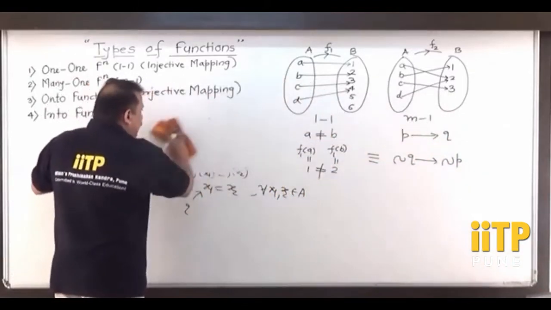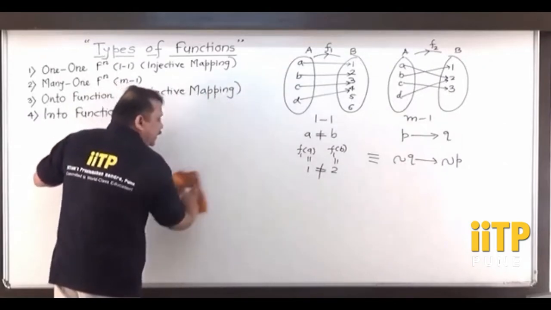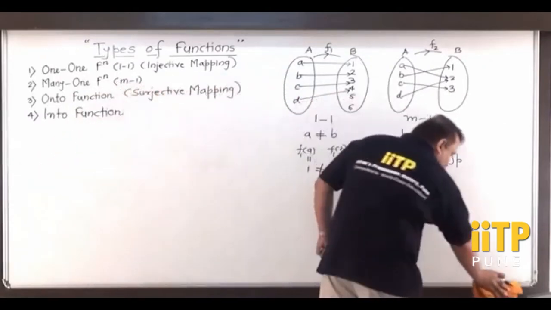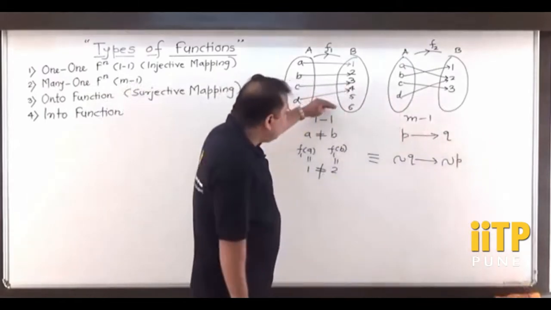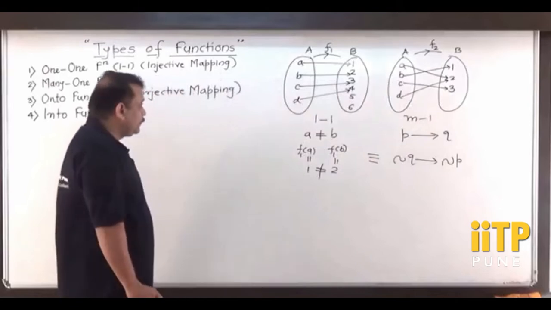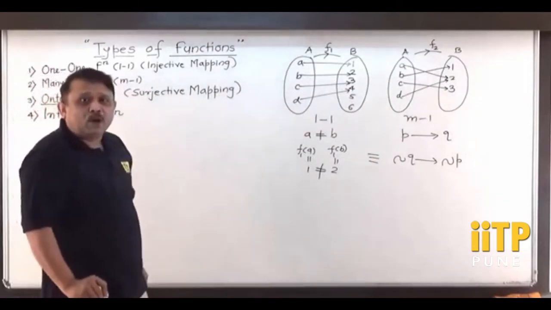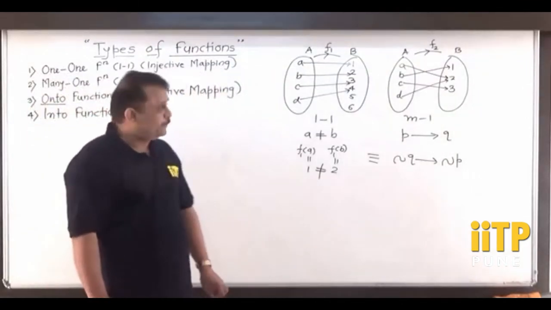Even through this example, we have seen how the function is 1, 1. So this is the example of a 1, 1 function. This is the example of a many 1 function. Now let's try to understand the next concept, the concept of an onto function.